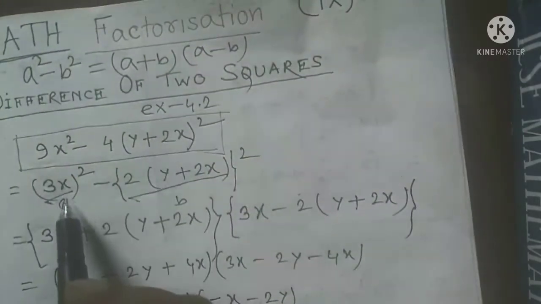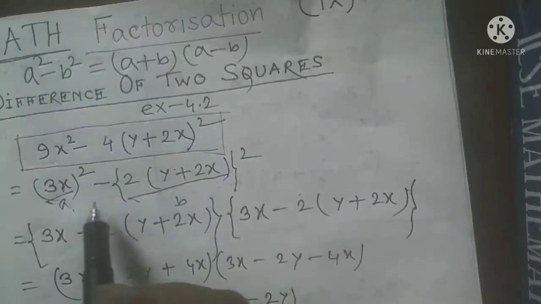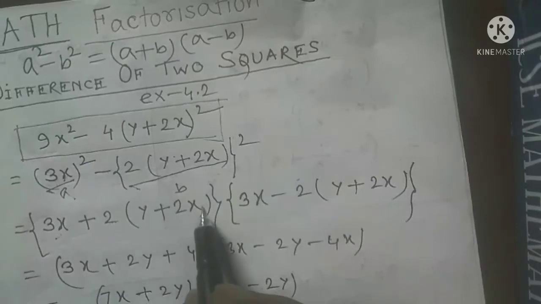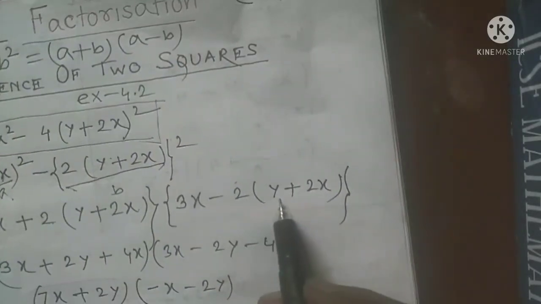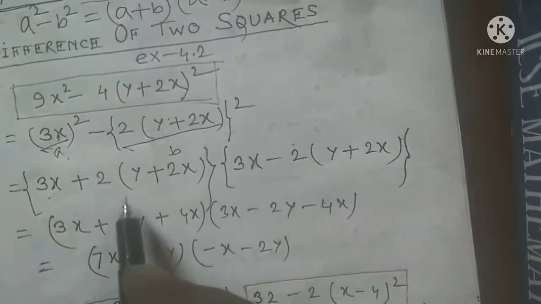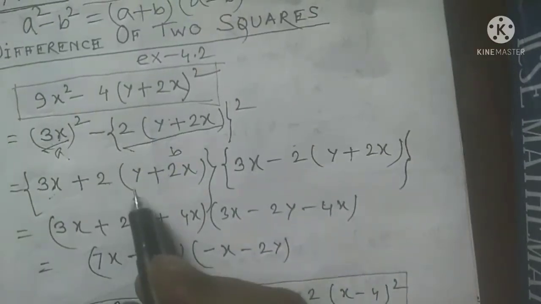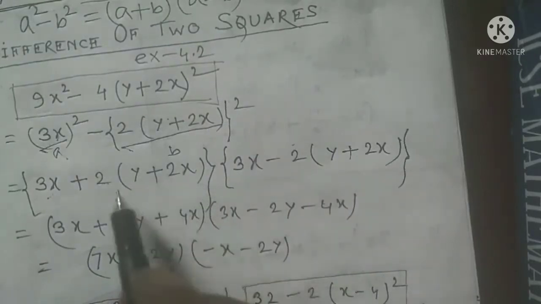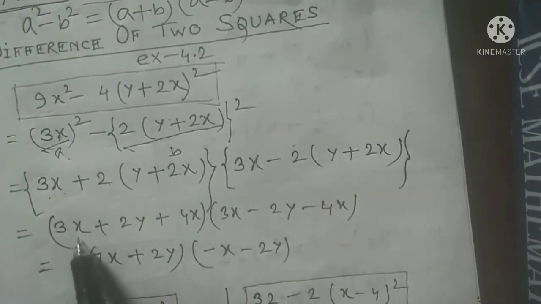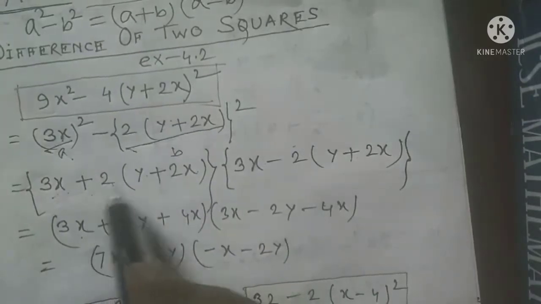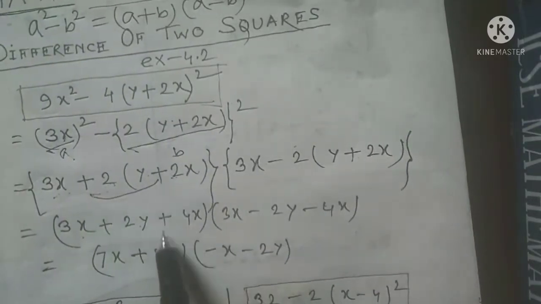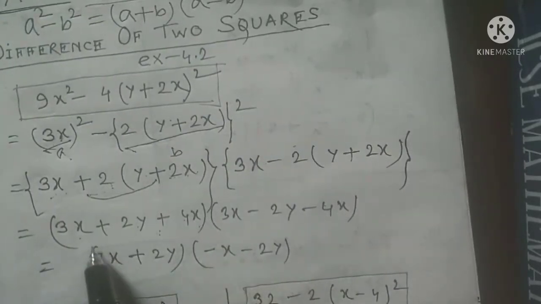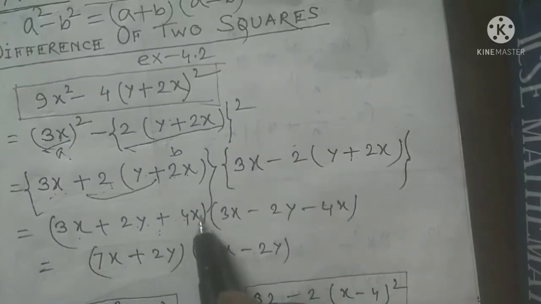That means you can write a plus b into a minus b. So we can write 3x plus 2 bracket y plus 2x, and 3x minus 2 bracket y plus 2x. After that you have to remove the bracket. That's why you have to multiply 2 with both terms. That means 3x, you have to write here 2y plus, and 2 times x will be 2x. So that's why 3x plus 2y plus 4x.